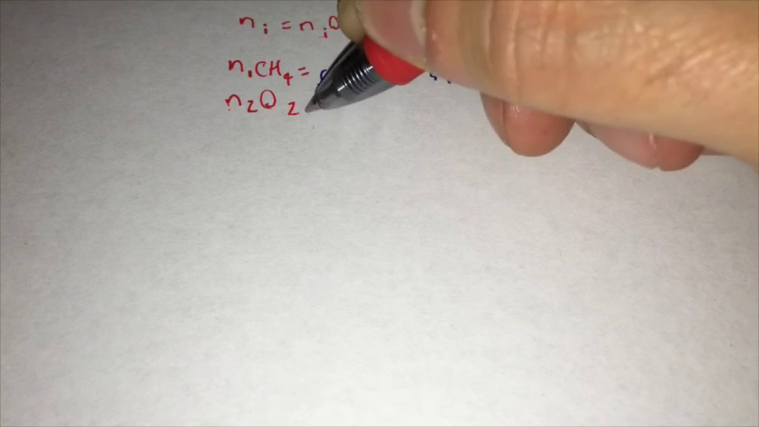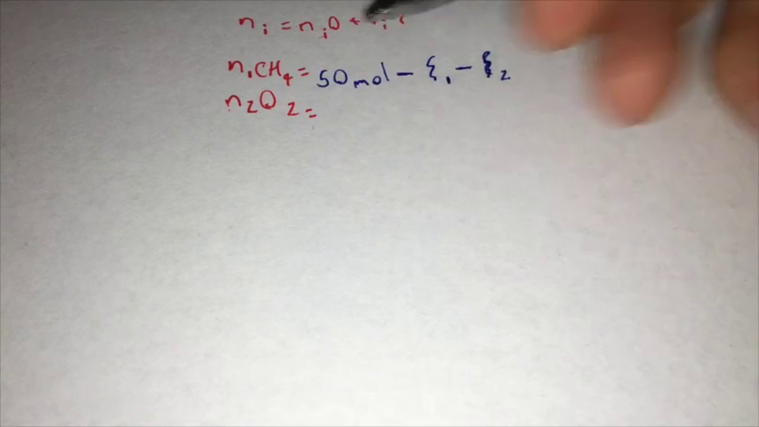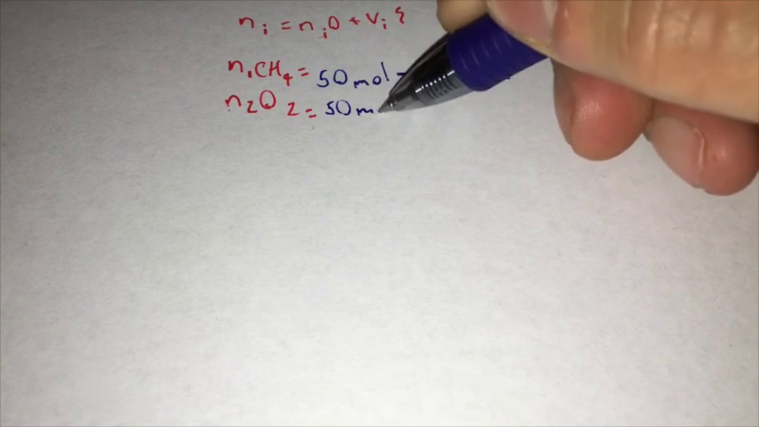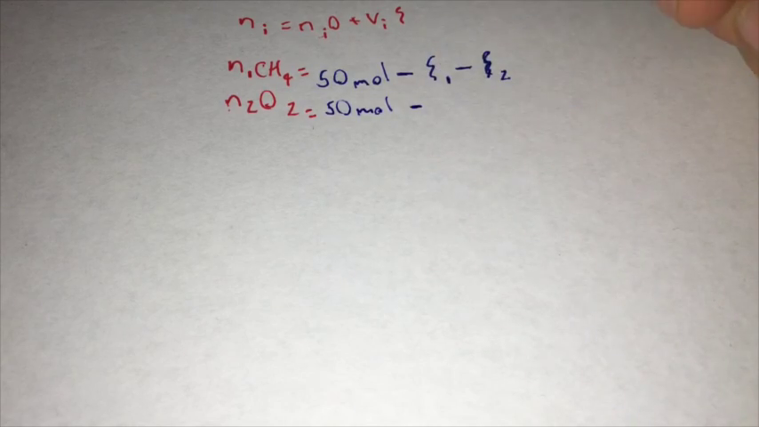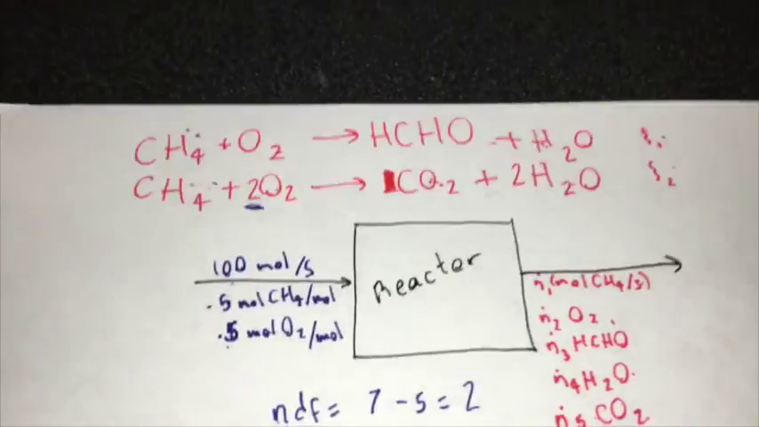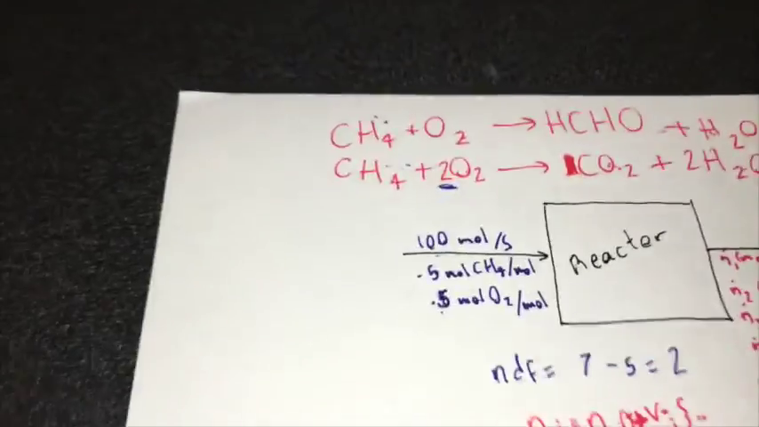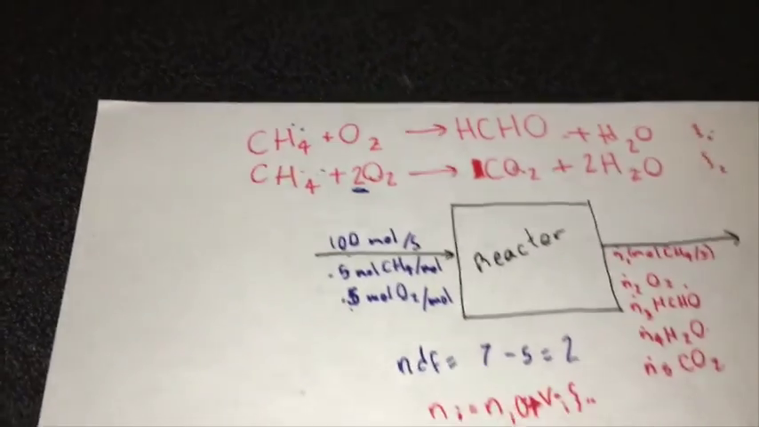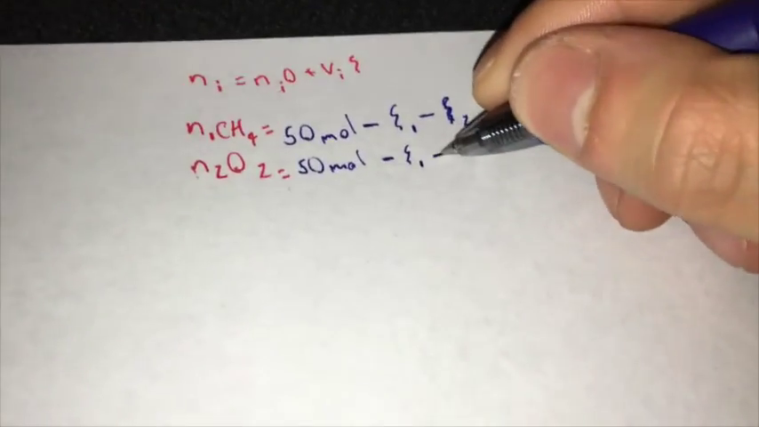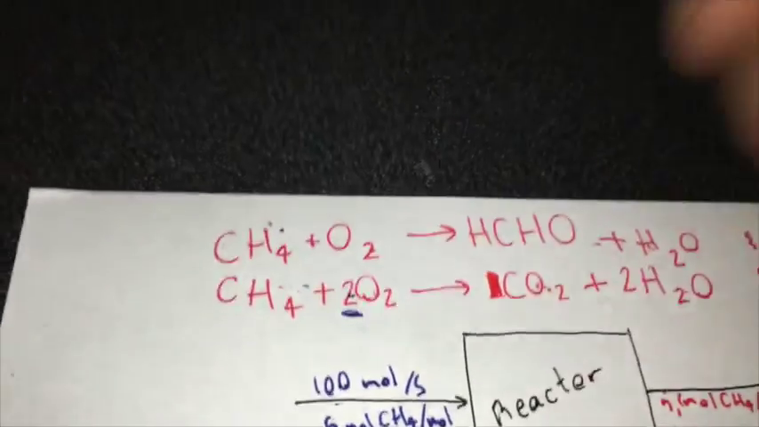N2 for O2. O2 also has 50 moles going in, minus C1, because O2 is on the reactant side of our first equation. And O2 is also a reactant in our second equation, so minus 2C2, because we have 2 moles right here.